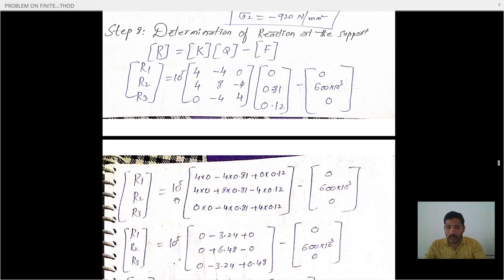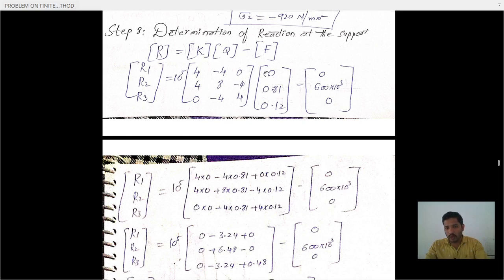R1, R2, R3 equal to 10 power 5. We need to multiply this row into this column: first row into this first column, second row into this first column, third row into this first column. Then how we are multiplying, let us see over here on this screen. 4 into 0 becomes 0, minus 4 into 0.81, plus 0 into 0.12, minus 600 into 10 power 3 into 0. Again the same concept we need to follow for the middle portion.